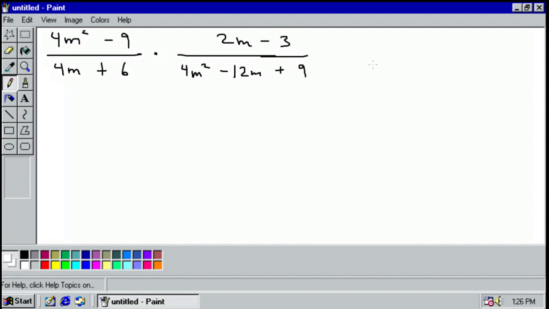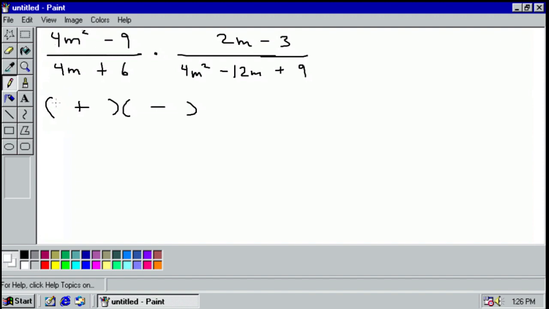Okay, for this example, we have 4m squared minus 9 over 4m plus 6, times 2m minus 3 over 4m squared minus 12m plus 9. We can factor some of these. So let's factor 4m squared minus 9. That's the difference of two squares, so we're gonna have two parentheses. I have a video about factoring. One is positive, one is negative.